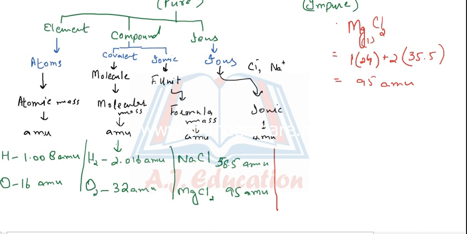Similarly, the mass of ions, for example, if we have hydroxyl ions over here, the mass of hydroxyl ions is 17 AMU.